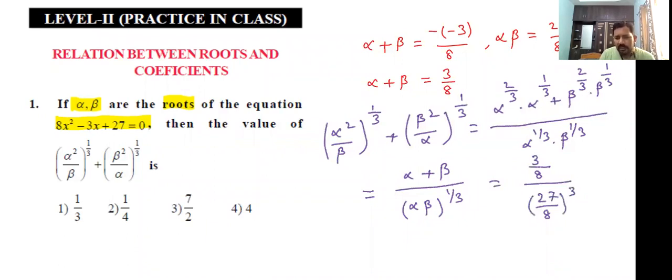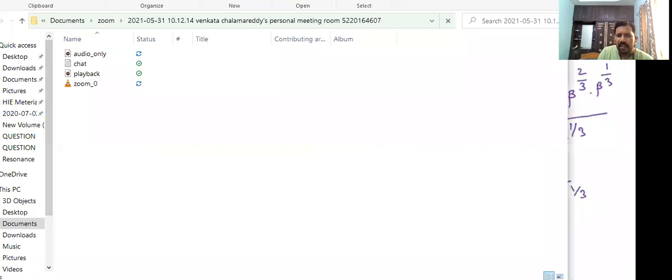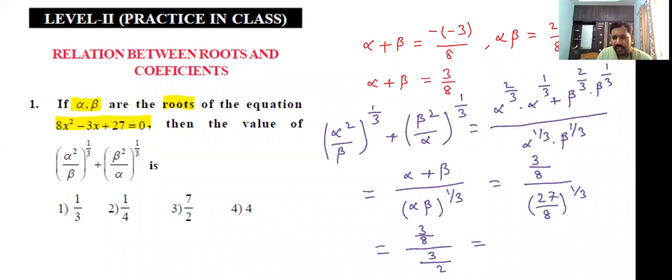Okay, now 3 by 8. This is not whole cube, sorry. Power 1 by 3 now. 27 whole power 1 by 3 means 3. 8 power 1 by 3 means 2, because 3 cube is 27. 3 cube whole power 1 by 3, the 3s cancel. 2 cube whole power 1 by 3, the 3s cancel. Now 2 fours are 8, the 3s cancel. Answer finally is 1 by 4. Second option is correct.